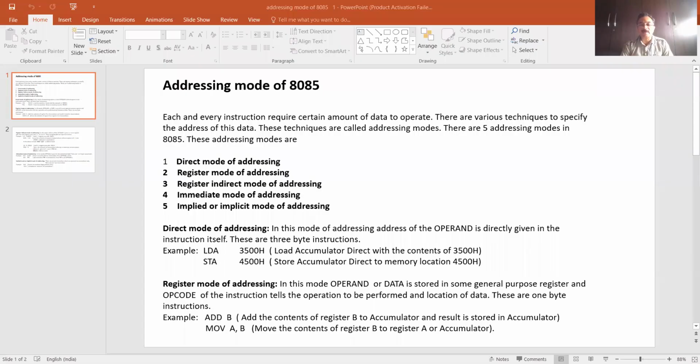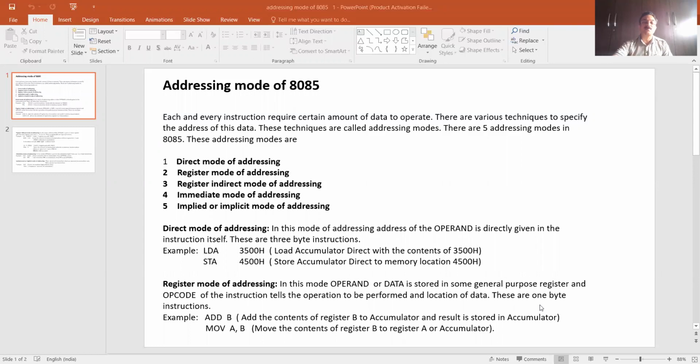First, what is addressing modes? We know that each and every instruction we use in 8085, in programming I'm saying, requires a certain amount of data on which it operates. And this data, sometimes it is stored in some memory location, sometimes it is stored in some register, sometimes the operand or data is directly given in the instruction. So addressing mode is nothing but the techniques to specify the address of this operand or data.